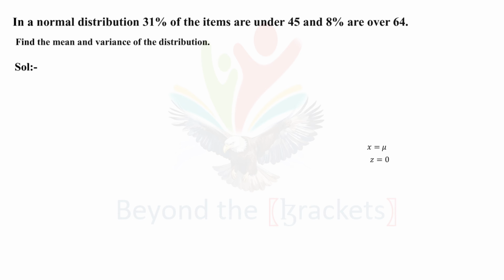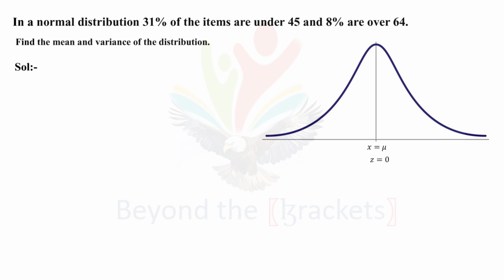It is given that 31% of the items are under 45. Since 31% is less than 50%, it lies to the left of the mean. This means that the area to the left of x1 equal to 45 is 0.31. That means the remaining area will be 0.5 minus 0.31, which is 0.19.